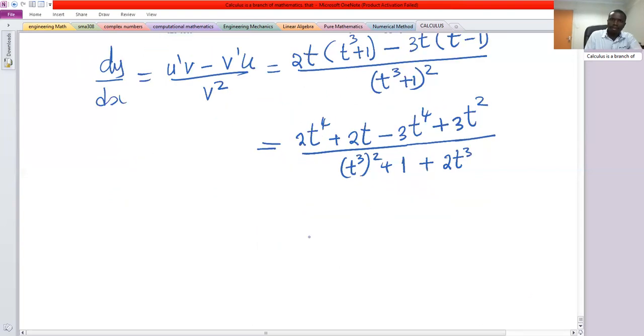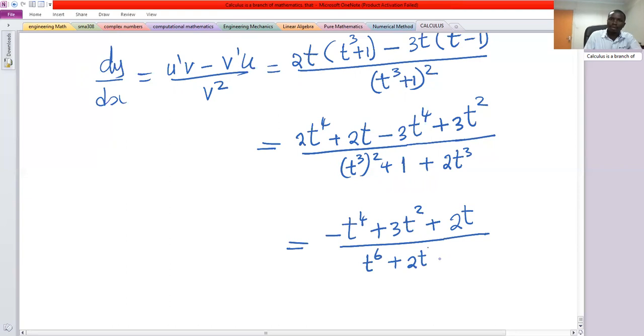So that will give us minus t power 4 and then plus 3t squared plus 2t and then divided by, this will be t power 6 plus 2t cubed plus 1. So that is the solution to that given problem.